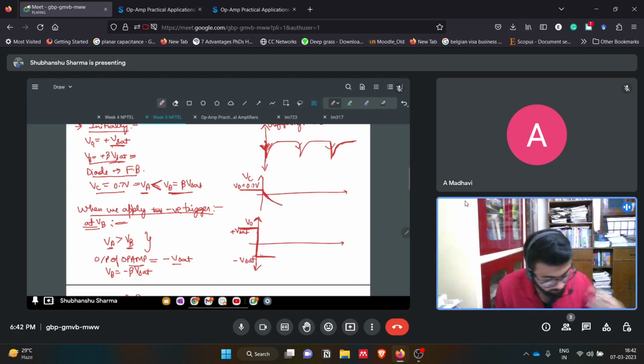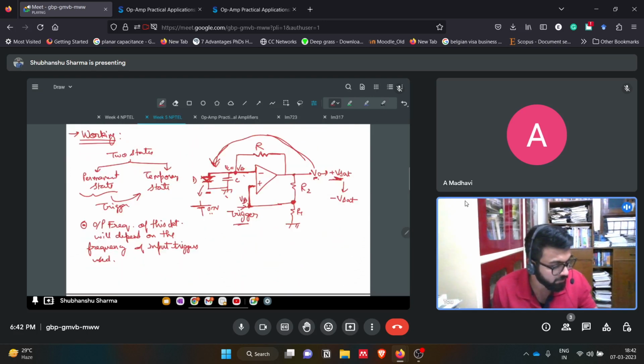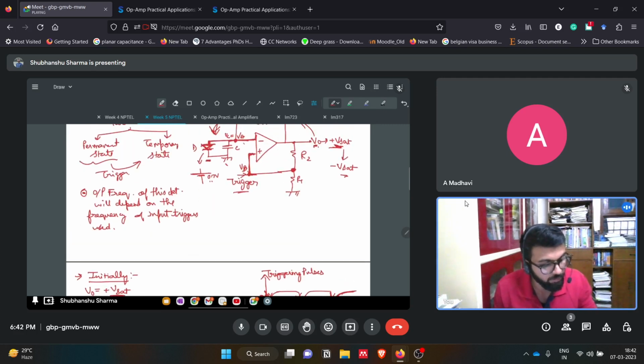It will go until it reaches minus beta V sat value. So this op amp is maintaining minus beta V sat at VB. The voltage of the capacitor will keep on reducing because of this minus V sat. So it will keep on decreasing. Once it reaches below this VB value, what will happen again? VB will be more than VA.